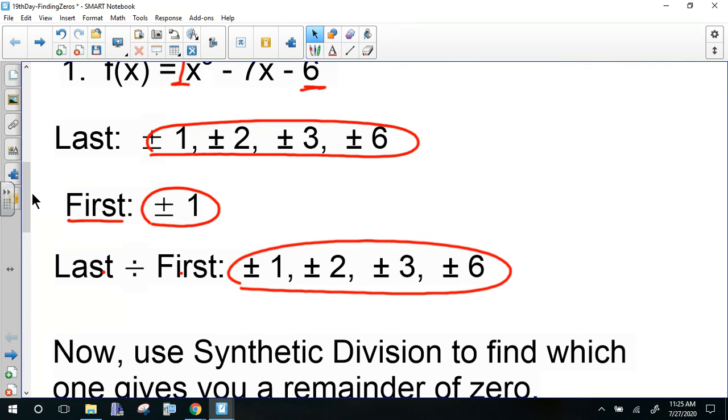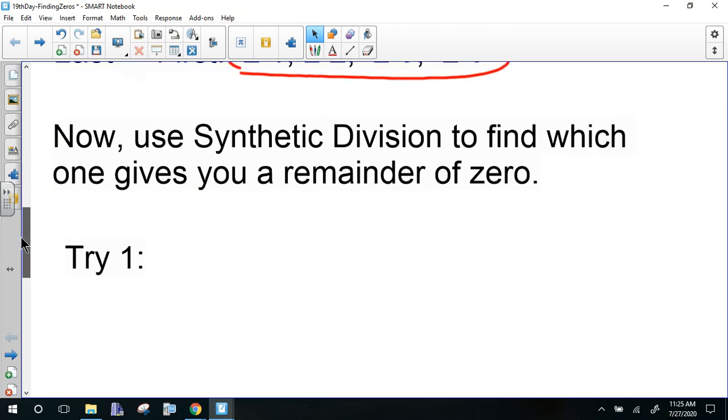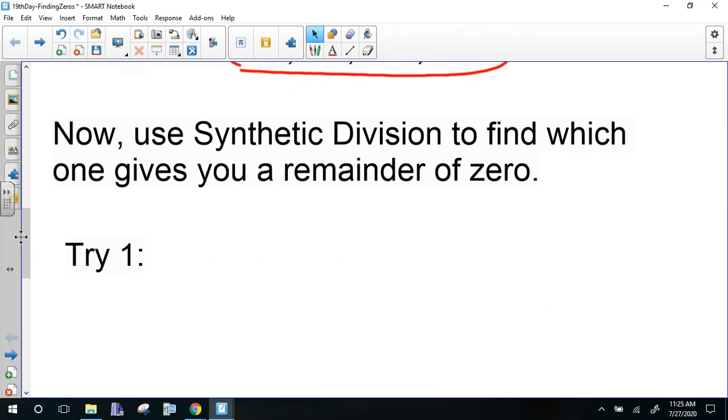Okay. Now, if we didn't have calculators or a way to graph them, we would have to go through each one of these and do synthetic division and find out, okay, this one had a remainder of 0, that one's a factor. This one doesn't, so it's not a factor. We'd have to go through them all. So we're going to use synthetic division to find which one gives you a remainder of 0.